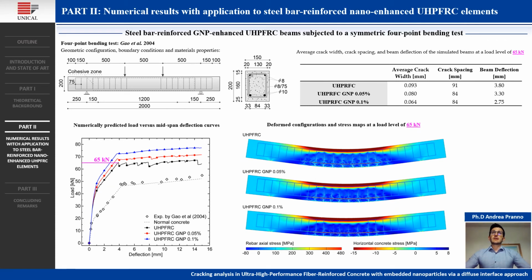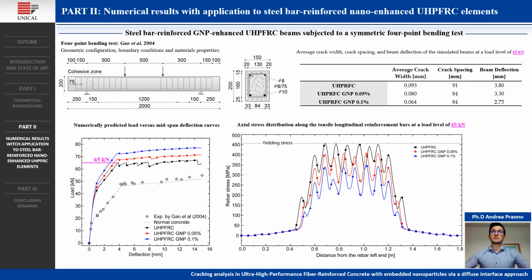Then, the tension stiffening effect can be better highlighted by analyzing the deformed configurations at a load level of 65 kN, corresponding to the first yielding of the tensile reinforcing bars of the beam without graphene nanoplatelets. It is worth noting that, owing to the higher fracture toughening effect provided by the embedded nano-reinforcement, with the addition of 0.1% of graphene nanoplatelets a significant reduction of the crack pattern development is experienced compared to the other cases. Specifically, a crack width reduction of 14% and 31%, respectively, for the two investigated contents of nano-reinforcement is obtained, together with a beam deflection reduction equal to 13% and 27% compared to the case without nano-reinforcement. It clearly highlights an improvement of the overall mechanical performance in terms of increasing bending stiffness as the nano-reinforcement content increases.